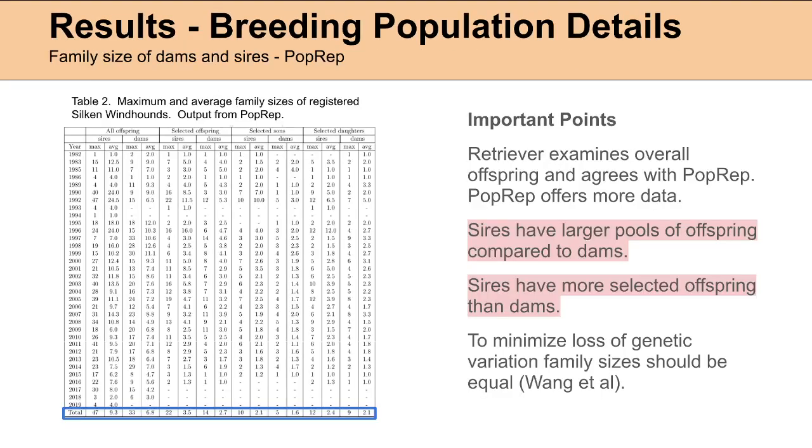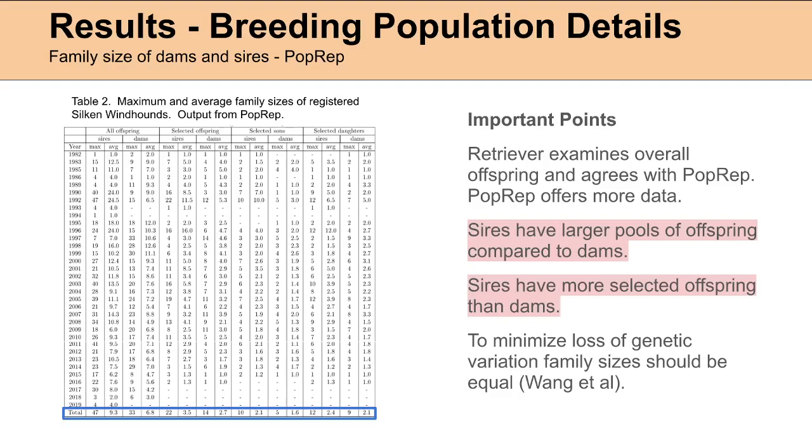And when we look into this further, we can look at the maximum and average family sizes of registered Silken Windhounds. This acts as a data check, because what we want to see is no variation in family size. Family size between sires and dams should be equal. And what we can see in this table is that this is not the case.